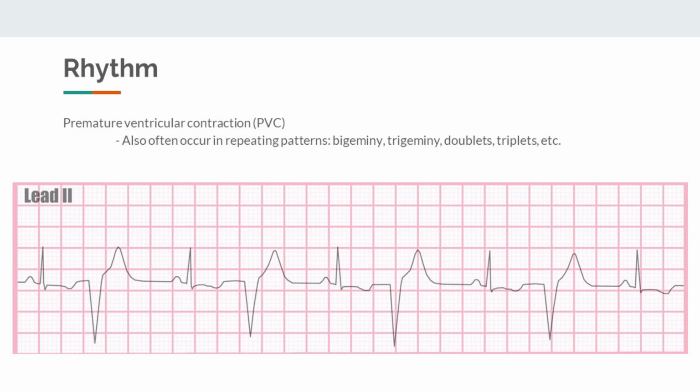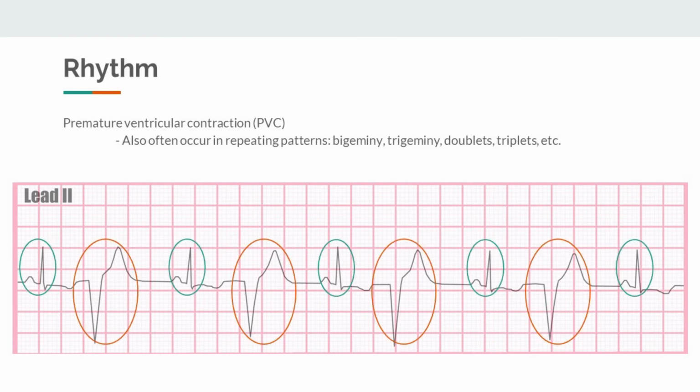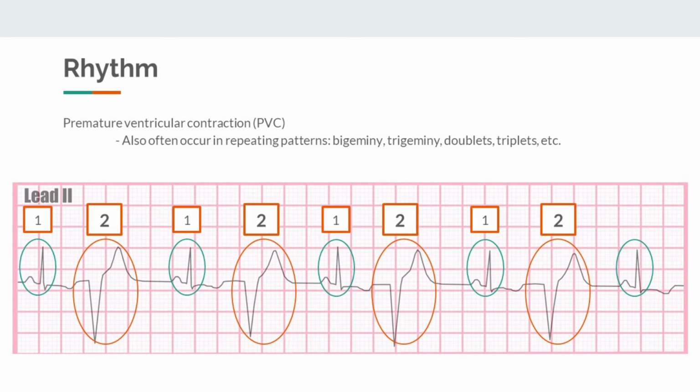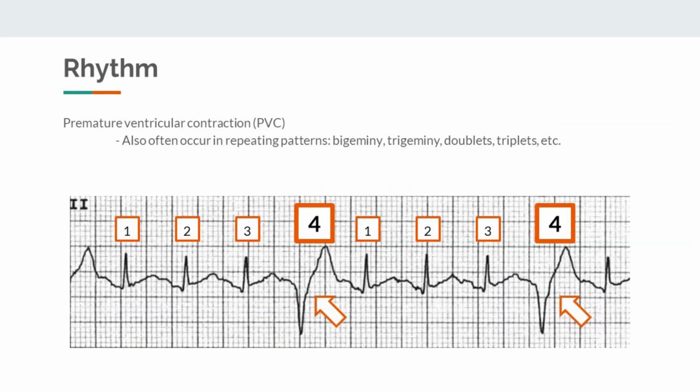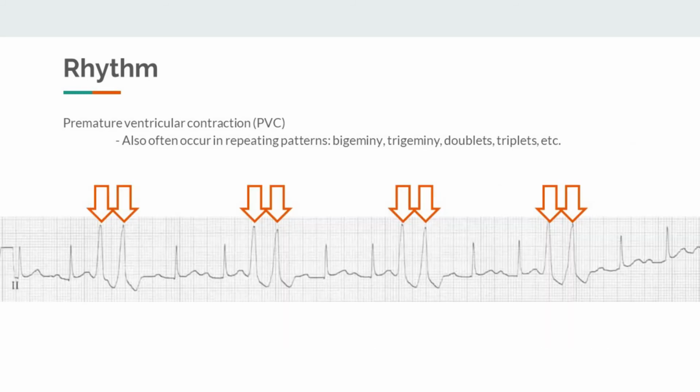PVCs, like PACs, can occur occasionally, in repeating patterns, or in multiple runs. Let's first identify the PVCs. Now let's see how frequently they're occurring in comparison to a normal sinus heartbeat. Because the PVCs are occurring on every second beat, this would be bigeminy. In this example, you see a PVC on every fourth beat, so this would be quadrigeminy. They can also occur in doublets like this, as well as triplets. So that was PACs and PVCs.